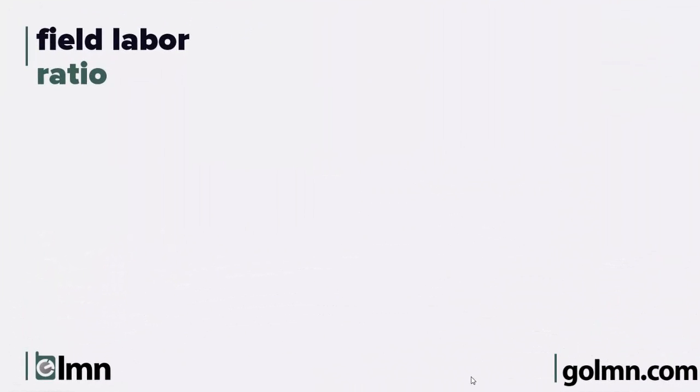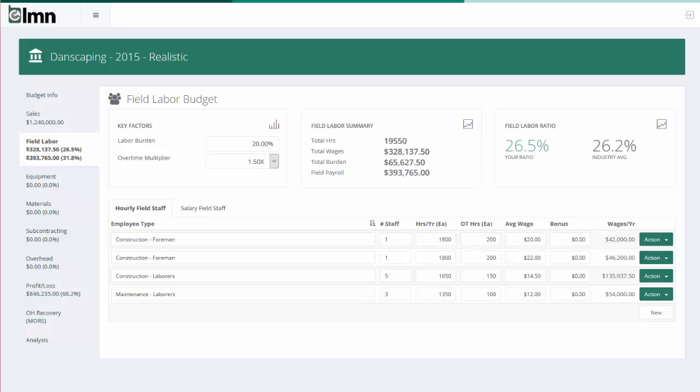Your field labor ratio can be used for a lot of neat things, but here I'll show you where to find it on your budget. When you're working on your field labor budget, your field labor ratio is shown here in this tile. My example shows 26.5%. This labor ratio means that for every dollar we earn in sales, we spend 26.5 cents on the wages to get that work done.